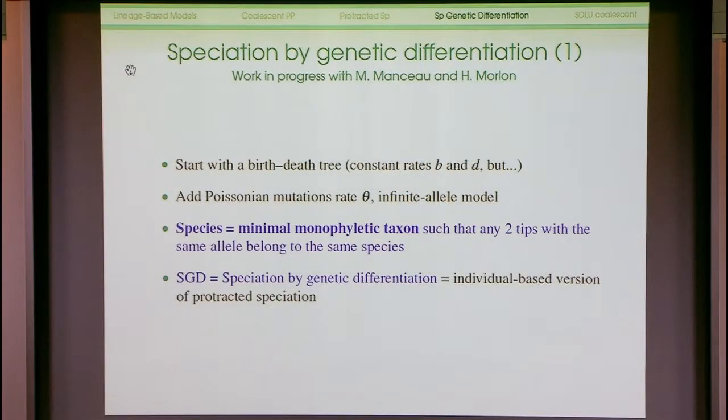And what we did is to define species as the minimal monophyletic taxon, such that any two types, so any individuals at present time, with the same allele belong to the same species. So we have the infinite allele model of mutations, and we want to force two individuals with the same type to belong to the same species. Okay? And we take species as the minimal monophyletic such taxon. And we call this model speciation by genetic differentiation.